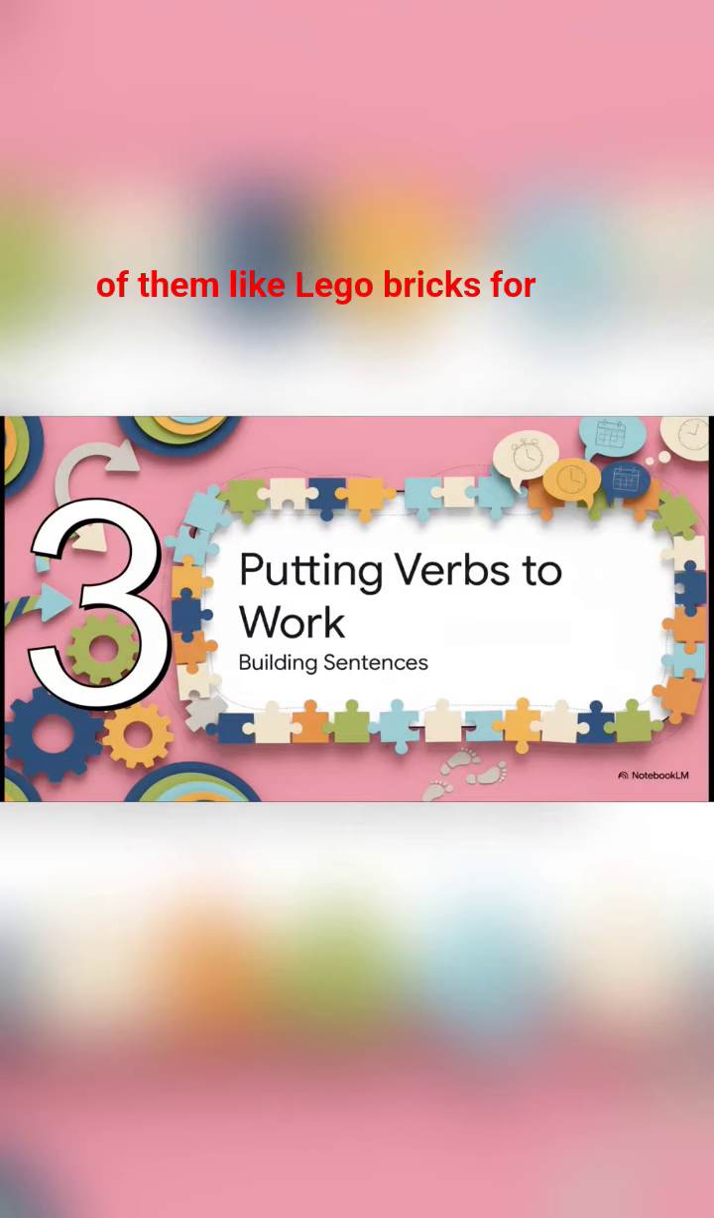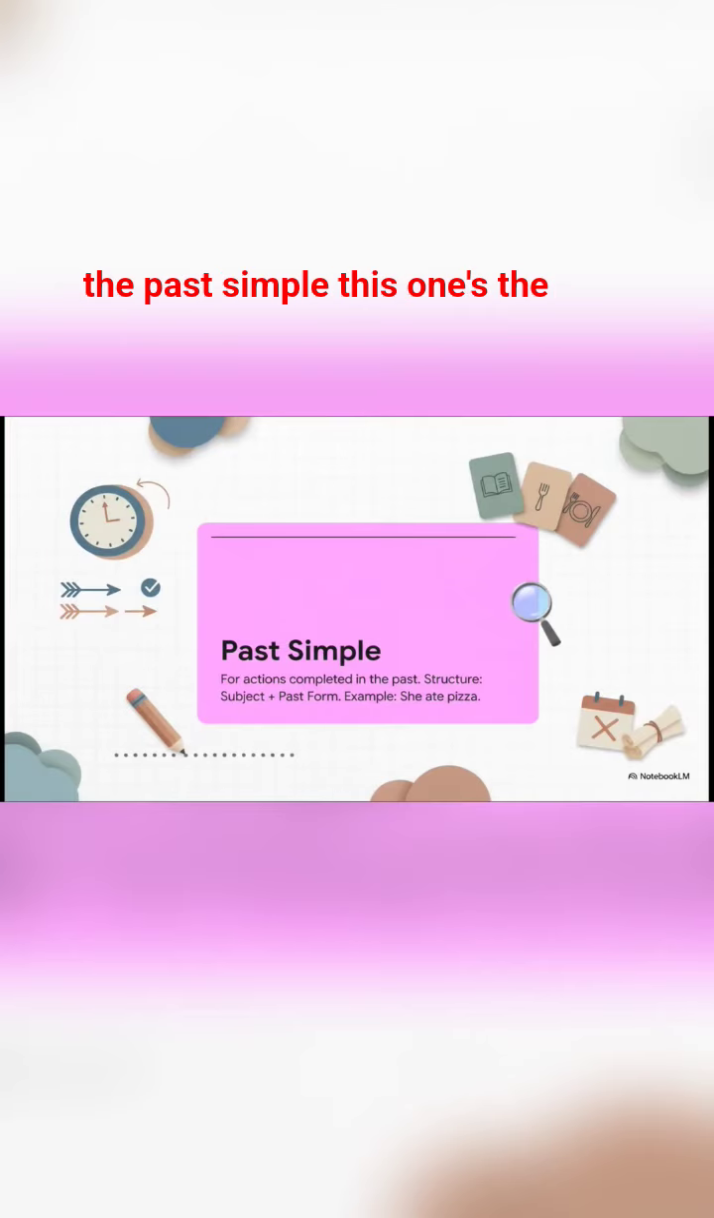Okay, so why do we even need these three forms? Well, think of them like Lego bricks for building our sentences. Let's see how they actually click together to build different ideas. All right, first up, the past simple. This one's the easy one for sure. You just grab that second form of the verb when you're talking about something that's totally finished. Subject plus the past form. She ate pizza. The action is done. It's in the past. Simple.